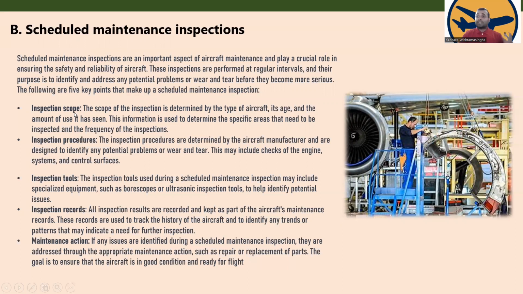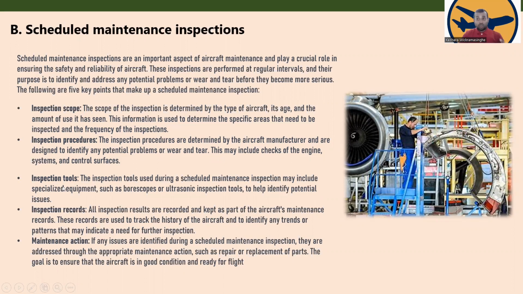Let's see. The first one is inspection scope. The scope of inspection is determined by the type of aircraft, its age, and the amount of use it has seen. This information is used to determine the specific areas that need to be inspected and the frequency of the inspection. And next one, inspection procedure. The inspection procedures are determined by the aircraft manufacturer and are designed to identify any potential problems or wear and tear. This may include checks of the engine, systems, and control surfaces.